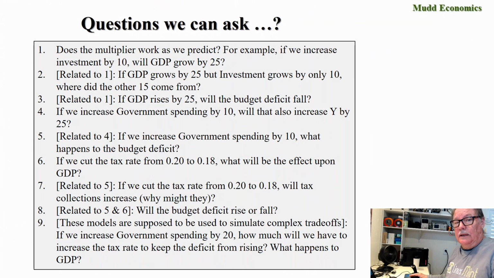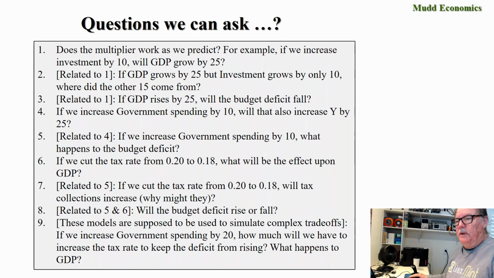We have the accounting identity at the top, right? Y is equal to C plus I plus G. And if I goes up by 10 and GDP goes up by 25, then where's the other 15? Explain. We, of course, have an answer for that. Also related to 1, if GDP rises by 25, will the budget deficit fall? What will happen to the budget deficit more generally? And question 4, if we increase government spending by 10, will that also increase Y by 25?